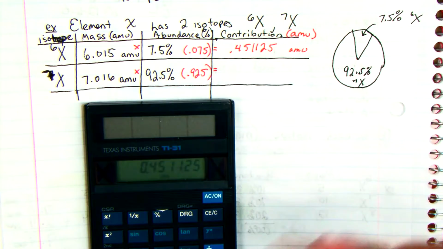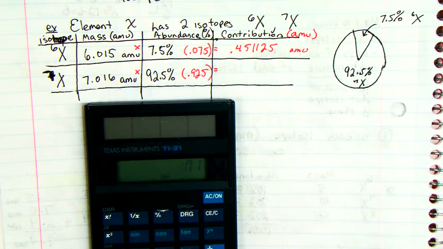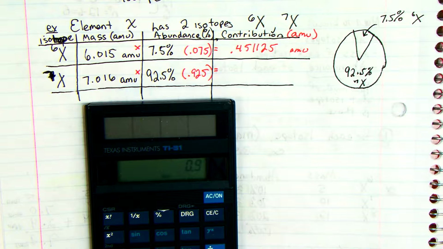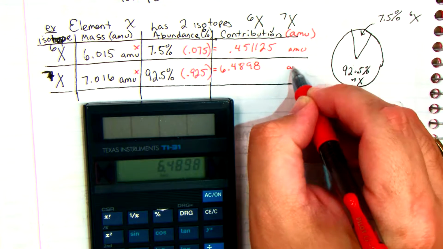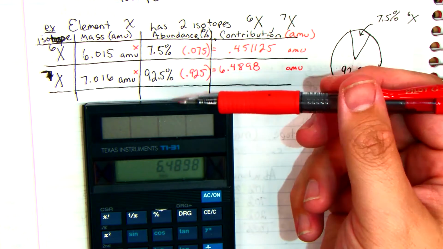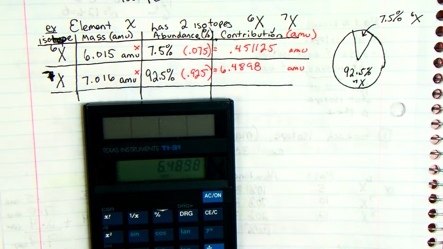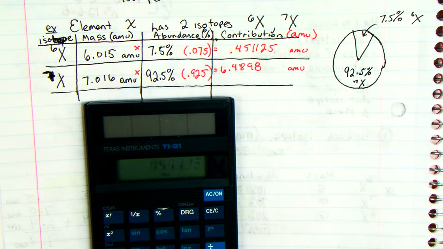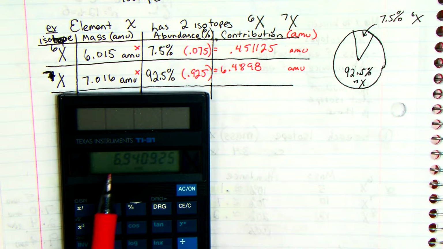Now, for the second one, we type in the 7.016, multiply that by the 0.925, so it's 92.5%, and that's going to give us 6.4898 AMUs. So 92% is element 7. That's going to give us the most of it. Add them together. So I'm going to take this number and add on the 0.451125. And now I got a number, 6.940925. Now I'm not going to use that.